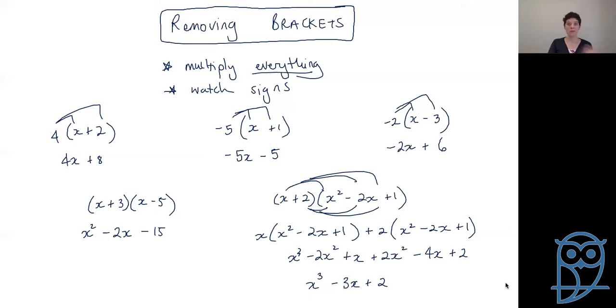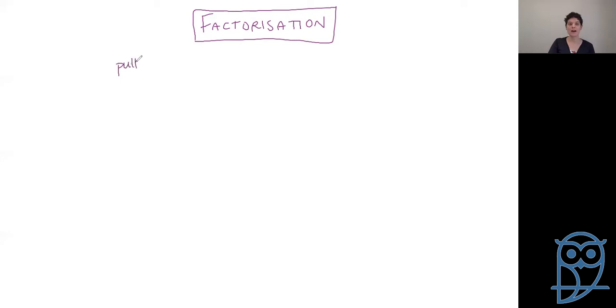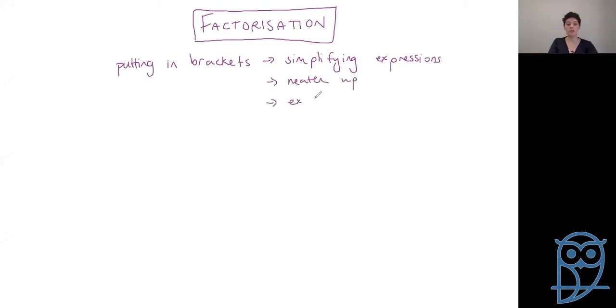Okay, so moving from removing brackets to putting them in, let us briefly touch on everybody's favorite, factorization. So factorization is about putting in brackets. Why? To simplify things, to make them more efficient, to make them cleaner and neater. Okay, so we are simplifying expressions. We're neatening up expressions. We are making expressions, in some cases, easier to work with.